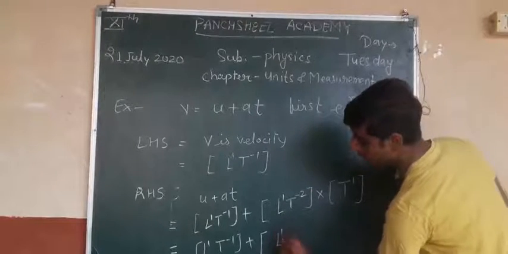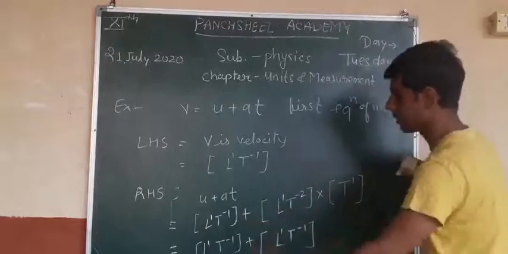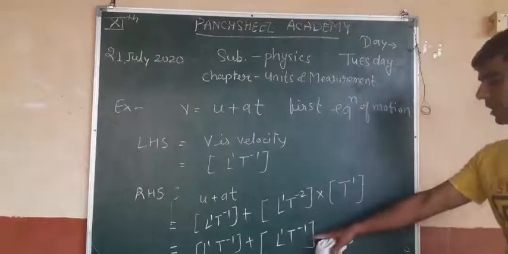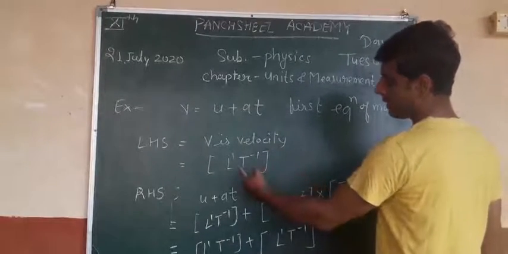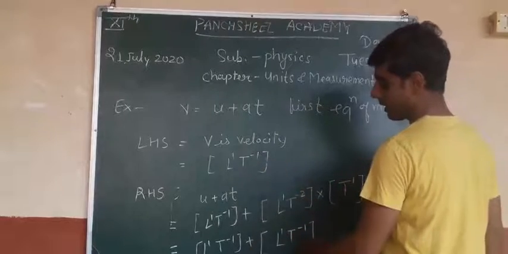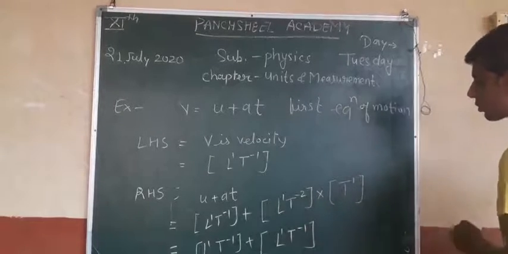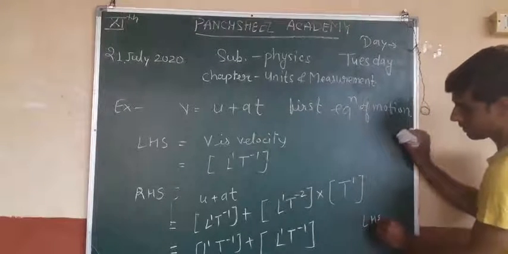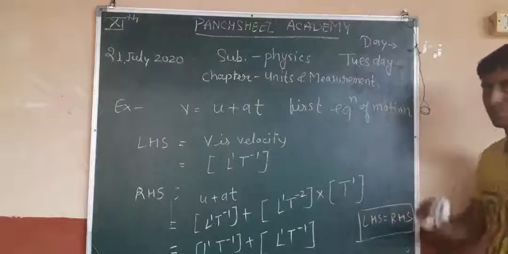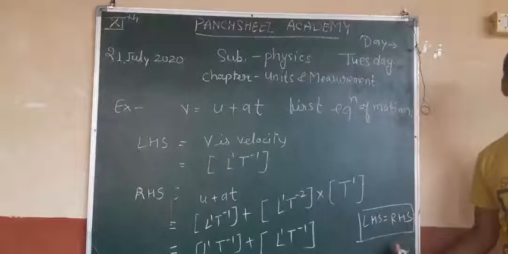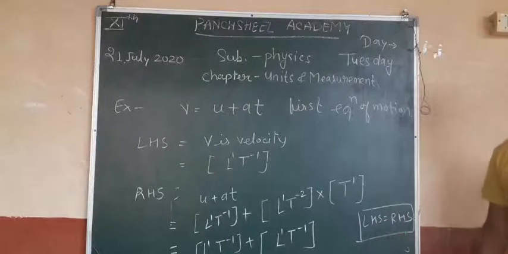So L1 and T minus 1, because minus 2 plus 1 is minus 1. On the LHS side L1 T minus 1, and on the RHS side L1 T minus 1. So this shows that LHS equals RHS, and the consistency of the equation is proved, because the dimensions of the quantities on both sides are the same, so the given equation is correct.